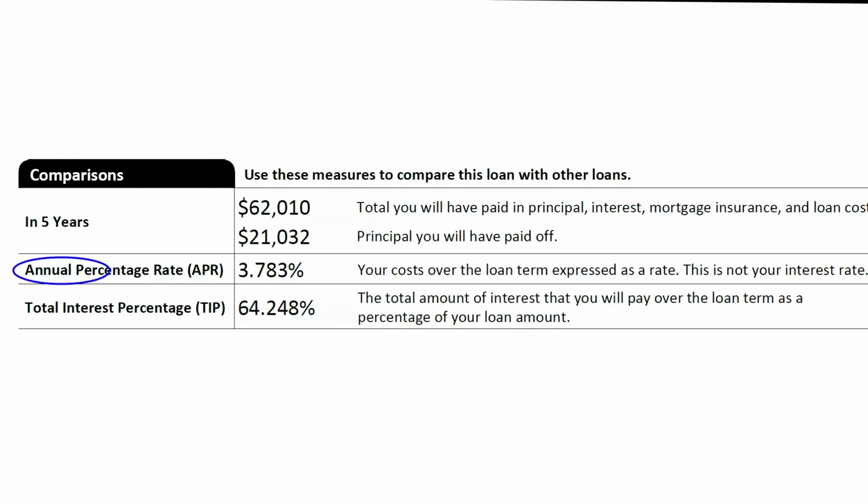In the comparison section, APR, annual percentage rate, includes your interest rate plus certain closing costs expressed as a percentage of the loan amount. So the APR will always be a little higher than your interest rate.